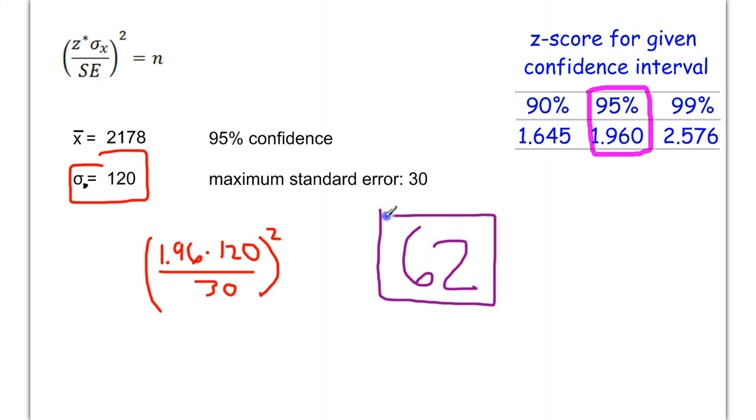So in order to collect data for this problem, in order to get the margin of error to be the size it needs to be, we're going to need to collect data from at least 62 people.